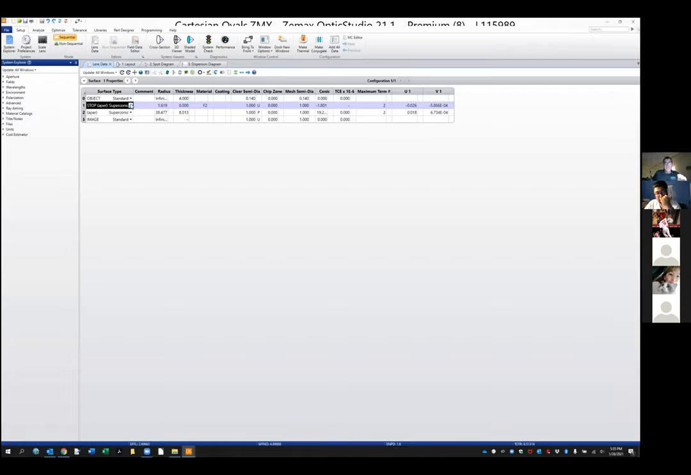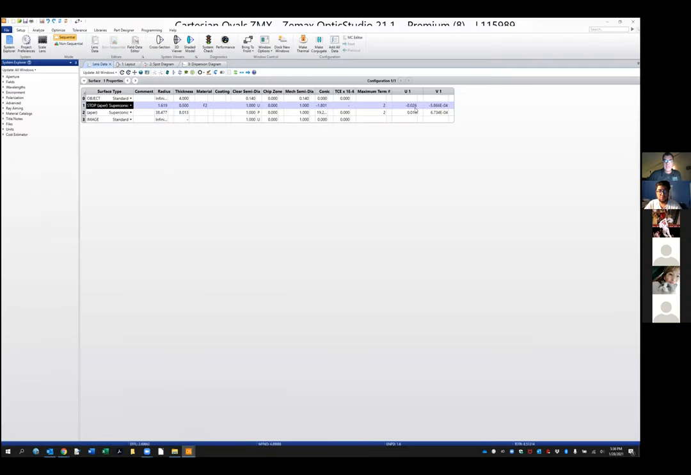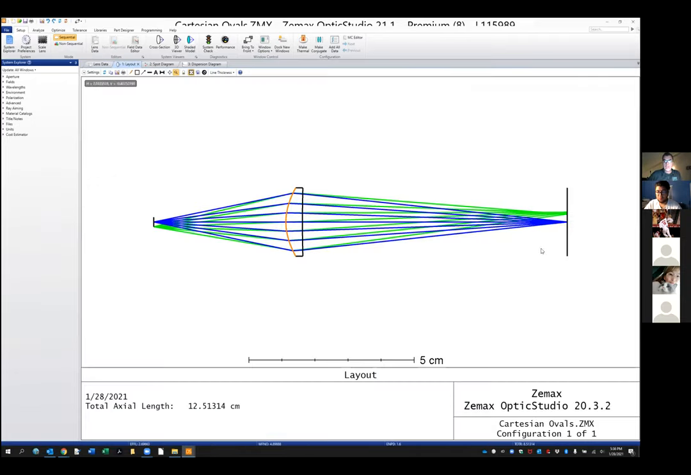I'm not going to make you do a project on superconics, but if you're curious about superconics, Zemax's help files actually have some discussion of them. And on Blackboard, I included a Mathematica file, cartesianovals.notebook, that runs through how to do superconic calculations. It's all very messy. But if we specify all of these parameters for a Cartesian oval, we get perfect focus of this axial point.